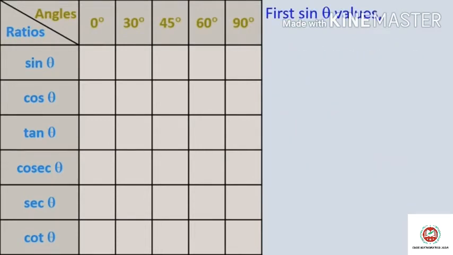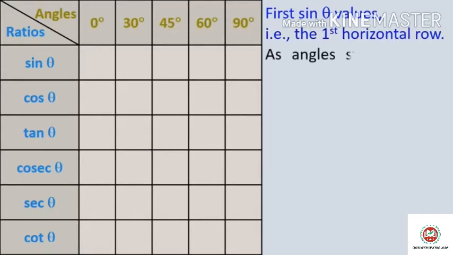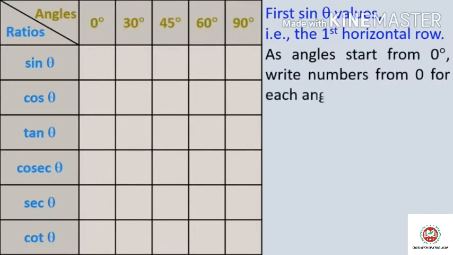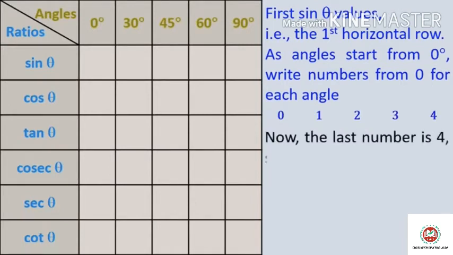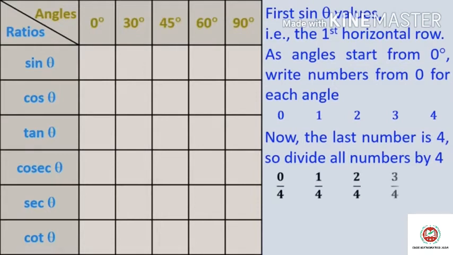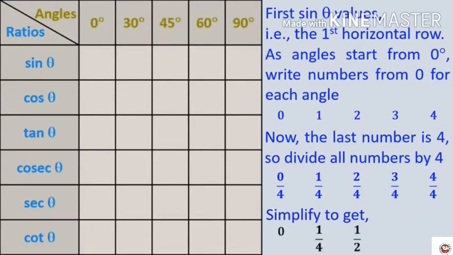Now first the sin values. In the first horizontal row, for the angles starting from 0 degree, write the numbers 0, 1, 2, 3, 4. The last number is 4, so divide each and every number by 4. After dividing, we have 0 by 4, 1 by 4, 2 by 4, 3 by 4 and 4 by 4. After simplification, that is 0, then 1 by 4, 1 by 2, 3 by 4 and 1.